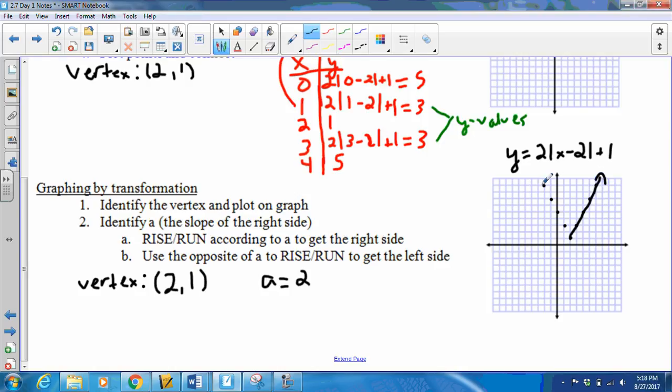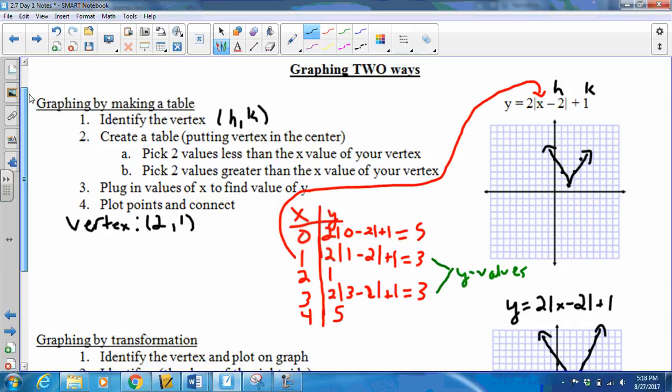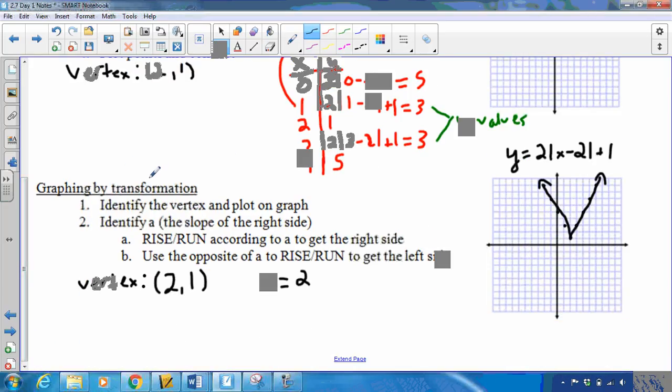So then we just connect the points. Make sure you have arrows at the end of your graph because this goes on forever. And once again, our graph is opening up because we have a positive A value. Okay, so those are two ways. Now, when you do your homework or you do this on a test or quiz, I do not care which one you do. I would just say use the one that you think is the easiest to use. So you can either graph the functions by a table or graph using the transformations.